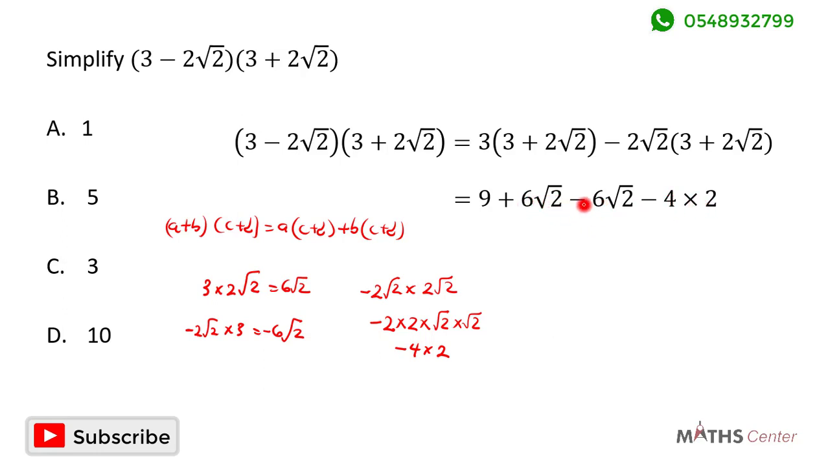6 root 2 minus 6 root 2 will give us 0. 4 times 2 gives us 8. So we will have 9 minus 8, and 9 minus 8 will give us 1. So it means that when we simplify this, we are going to have 1. When we look through the options, you can see that the correct option is A.